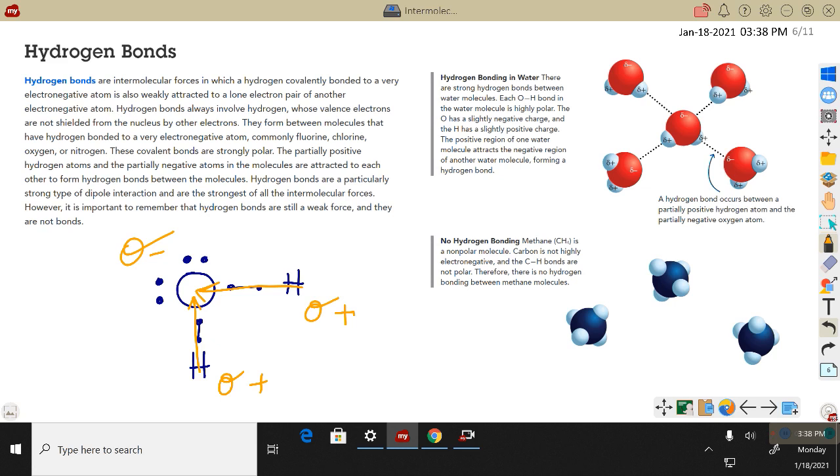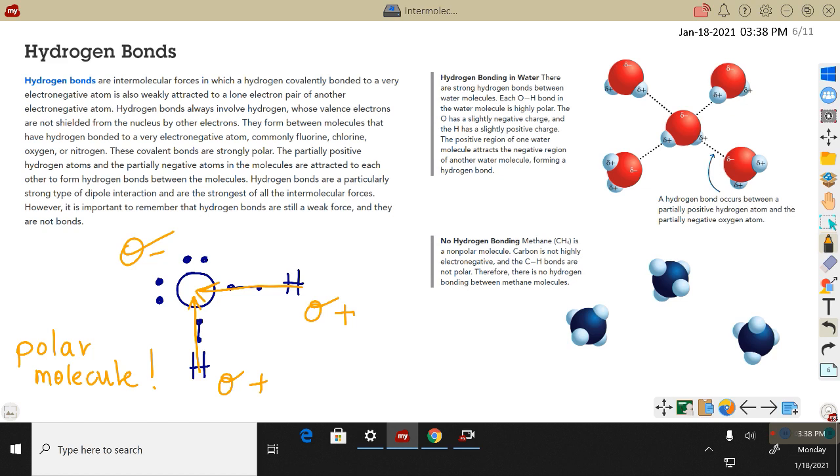Now again, this is polar for life. This is a polar molecule for life. The electronegativity of oxygen will always be higher than hydrogen. The molecule will always be bent. We're always going to have this partial negative oxygen and partial positive hydrogen region of the molecule.